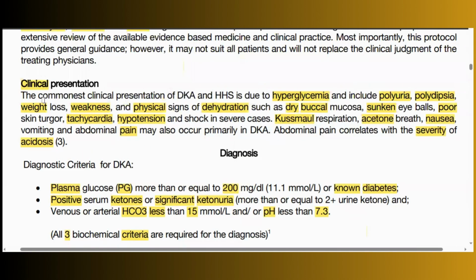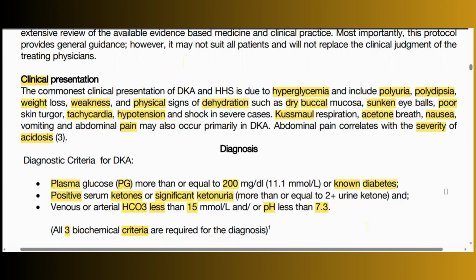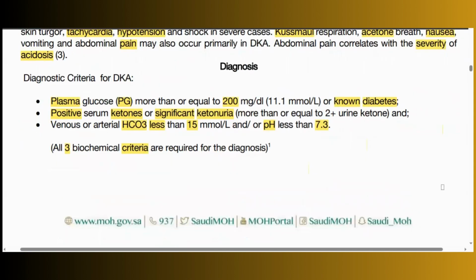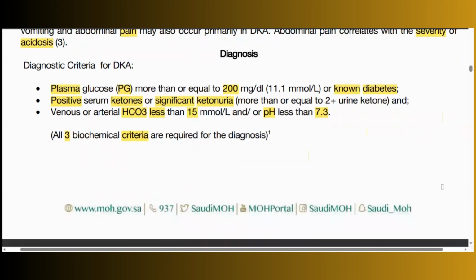And also we know the clinical presentation of hyperglycemia, that is polyuria, polydipsia, weight loss, and weakness; the clinical presentation of dehydration, like dry buccal mucosa, sunken eyes, poor skin turgor, tachycardia, and hypotension; and of the acidosis, that is Kussmaul respiration, acetone breath, nausea, vomiting, and abdominal pain. And the three criteria: glucose 200 milligrams per deciliter, ketones, and HCO3 less than 15.